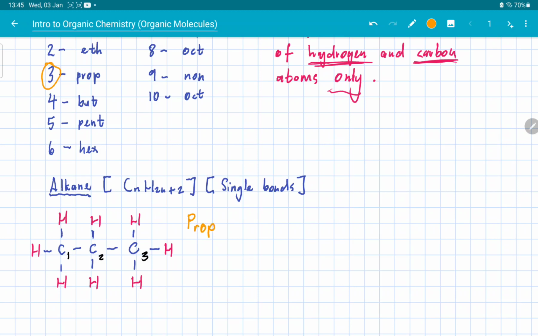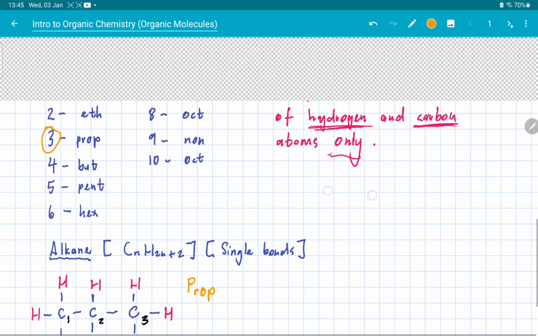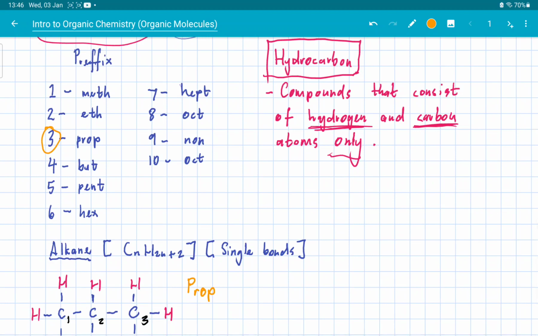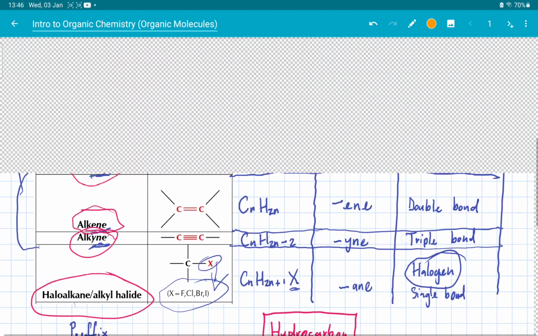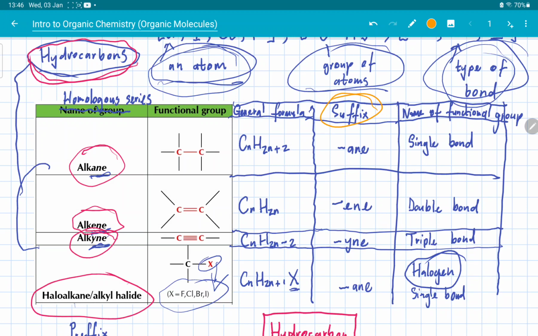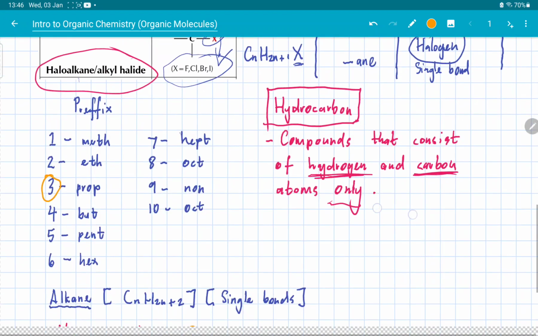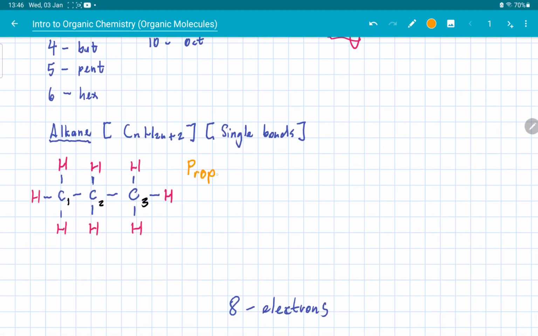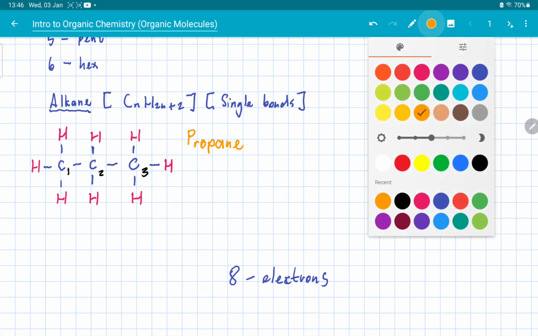Prop. Now sisibuze. Prop ntoni? What is going to be our suffix? Sawugqibela ngantoni? We go and check. Remember the suffix of the alkanes. It's what? It's ANE. So what is the name of this molecule? Propane. Yeah? Propane. We can do, but I will move a little bit quicker now. A second example.